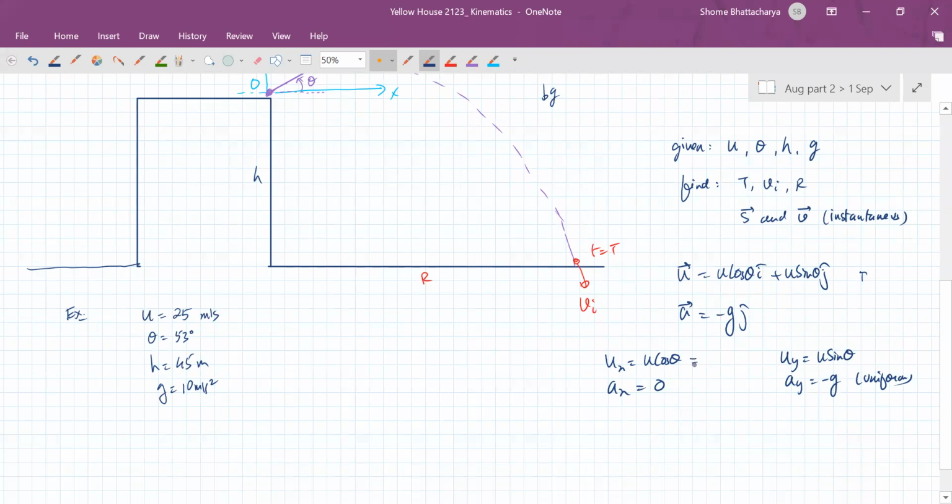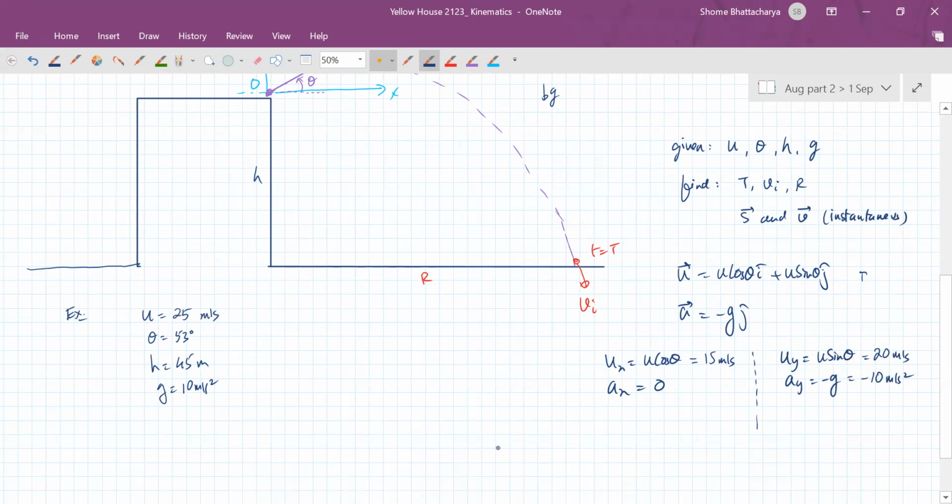So see, this ux becomes 25 cos 53, so that becomes 15 meters per second. uy becomes 25 sine 53. So that's 4 by 5 into 25, so that's 20 meters per second. This is minus 10 meters per second square.